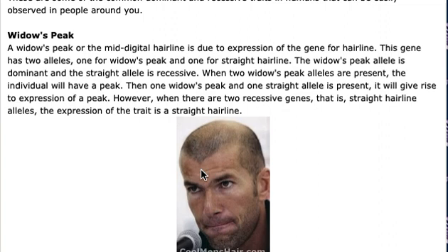When two widow's peak alleles are present, the individual will have a peak. When one widow's peak and one straight allele is present, it will give rise to expression of a peak. However, when there are two recessive genes, that is, straight hairline alleles, the expression of that trait is a straight hairline.